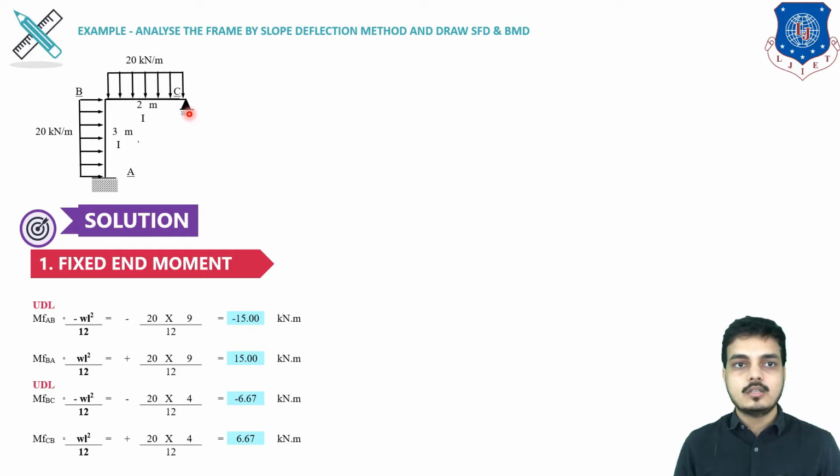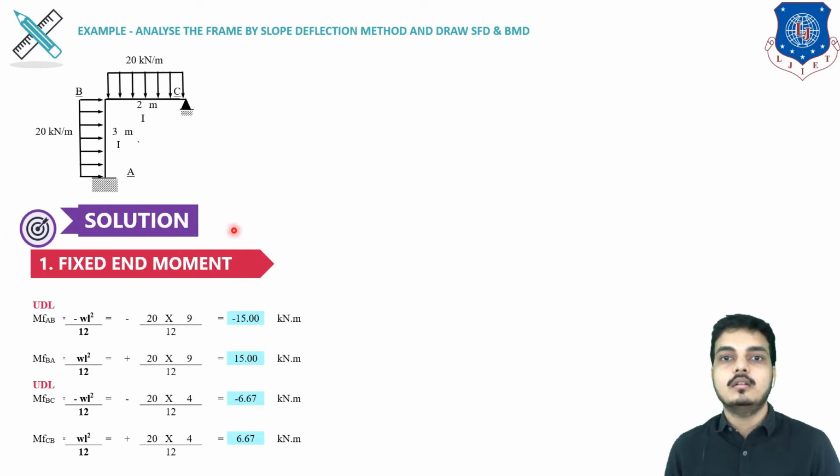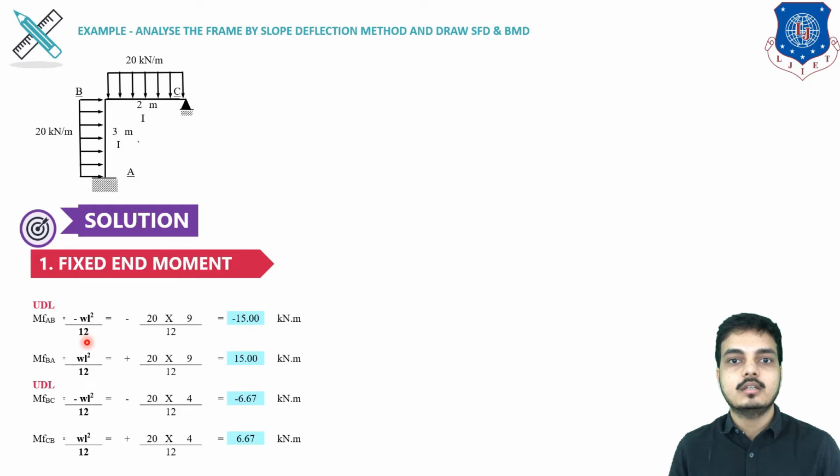Now this sum has to be solved similar to how we solved our beam sums. The same process will be followed, but with a little change. Our first step is fixed end moment. For span AB, you can see UDL is given. The same formula applies with the same concept. For MF AB, UDL gives minus WL square by 12. Anticlockwise over here and clockwise over here, so MF AB will be negative and MF BA will be positive.